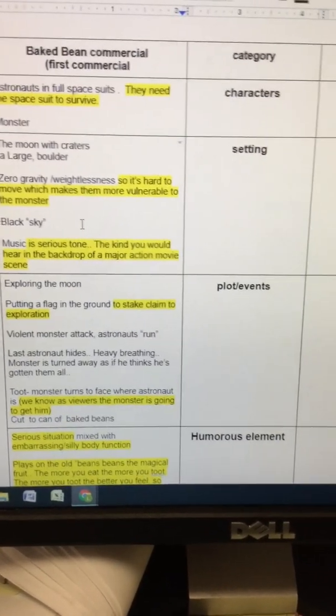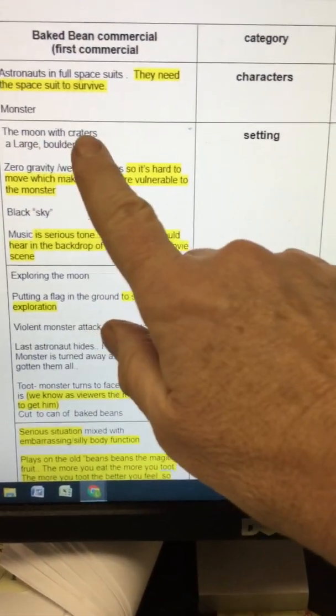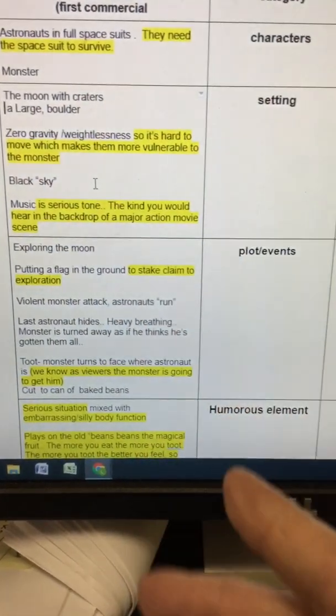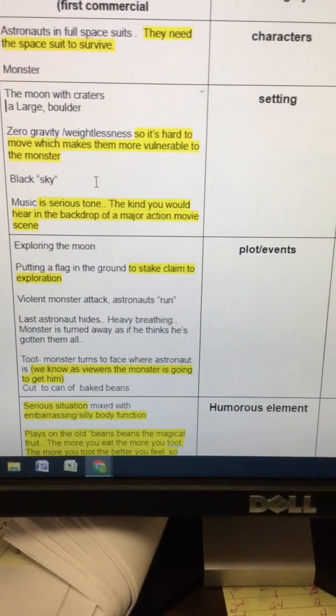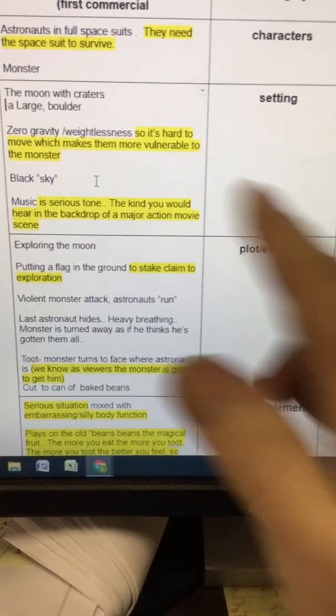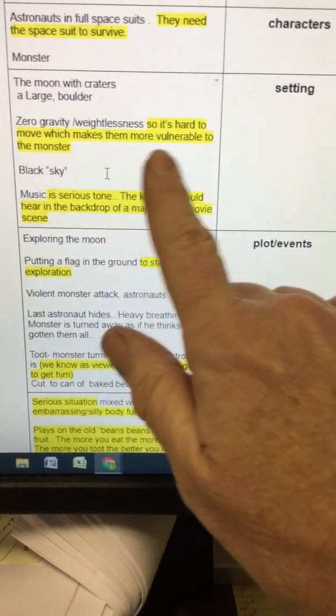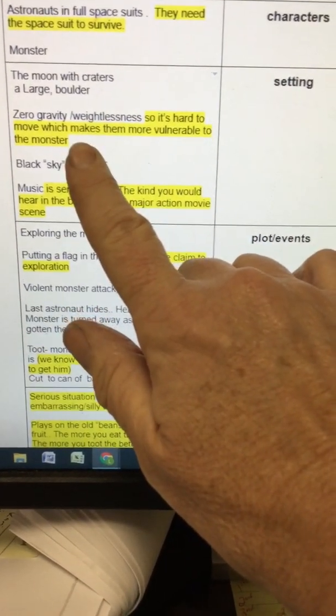Let's take a look at setting. The moon with craters, a large boulder. Yes, I kind of saw that there is zero gravity, or I assumed there was zero gravity, but I didn't leave that alone. I had to make an inference. So it's hard to move, which makes them more vulnerable to the monster.